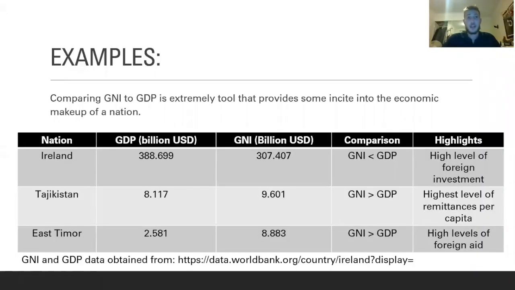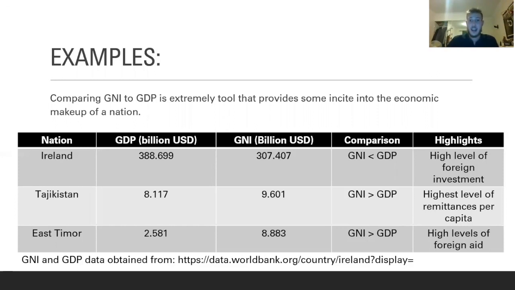So I'm going to be talking about some examples now where I'm comparing GNI to GDP to show some insight into the economic makeup of these countries. So firstly, Ireland has a lower GNI to its GDP as a result of its low corporation tax rate, which has attracted high foreign investment. However, these multinational corporations then repatriate funds back to their home country, ultimately reducing their GNI.